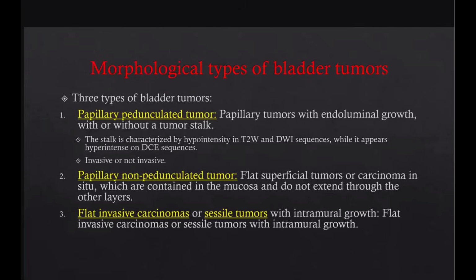We have different morphological types of bladder tumors. If we need to describe a bladder mass, we have 3 main types. Either a papillary pedunculated tumor, that means a polypoid tumor or papillary tumor with endoluminal growth, with or without a tumor stalk. We will describe this in the next slide. The stalk is hypointense in T2 and diffusion weighted image, while it appears hyperintense or enhancing in the dynamic contrast enhancing sequence. May be invasive or not invasive.